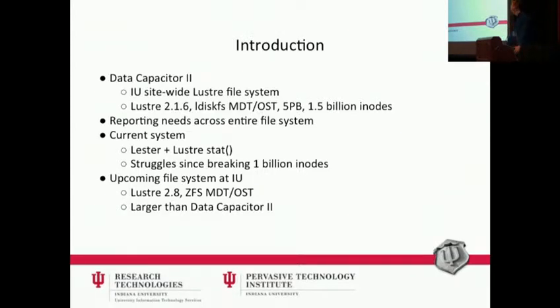Since breaking a billion inodes, we started running into issues with just the amount of time it takes to do that sort of stat. So we have an upcoming file system at IU that's going to be Lustre 2.x. We specified in an RFP for Lustre 2.x with a ZFS MDT and OST. It's going to be larger than our current system. So the situation we found ourselves in is that we need to have this sort of capability going forward with our new file system.